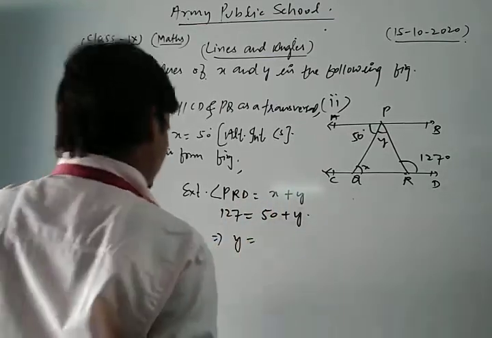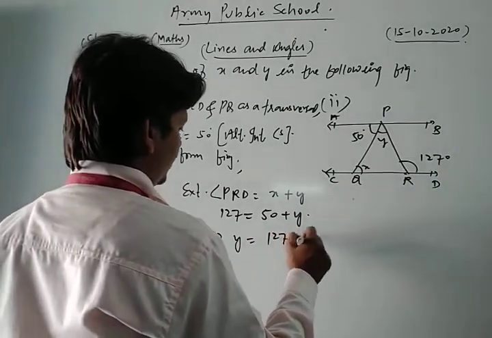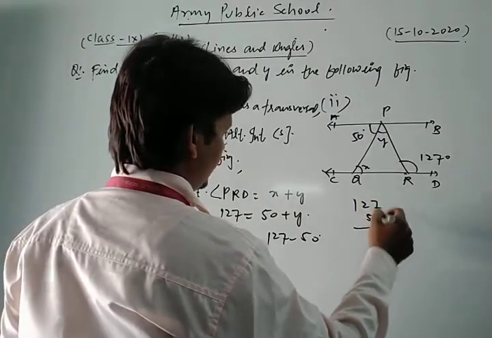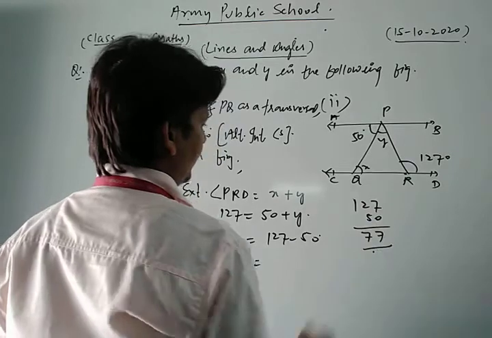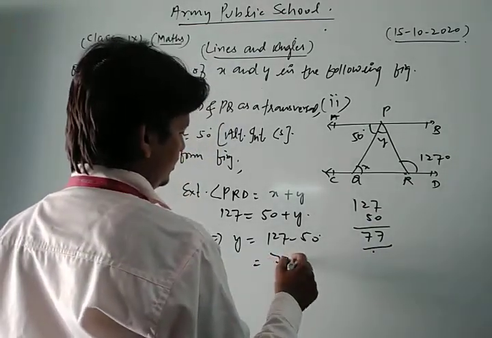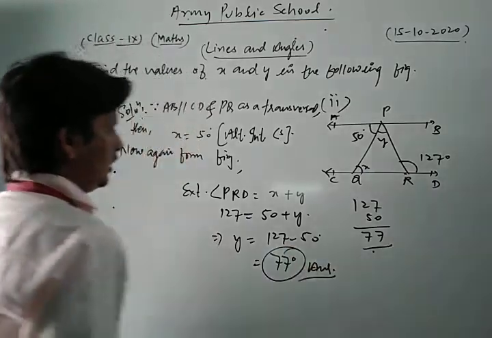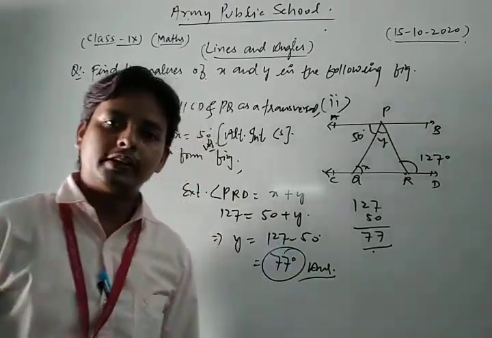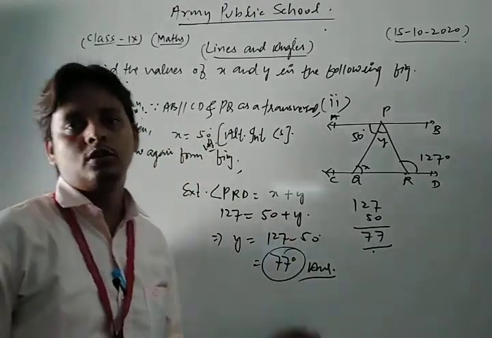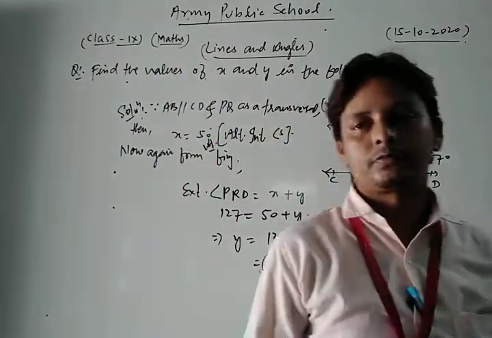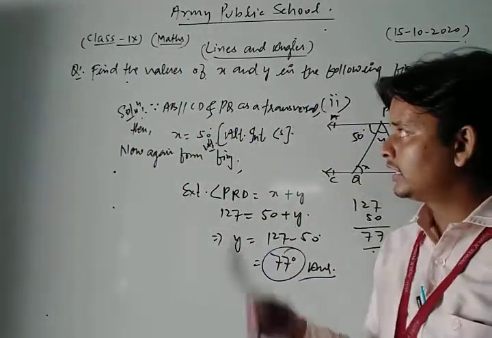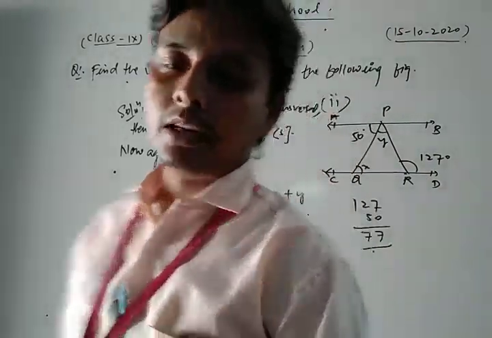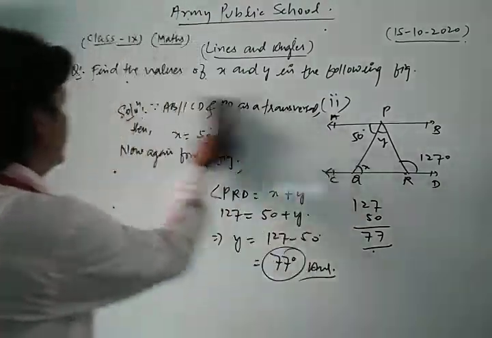So the value of y is 127 minus 50. Now subtracting, we get 127 minus 50 equals 77. So in this way, dear friends, the value of x is 50 degrees and the value of y is 77 degrees. So dear students, in this way you can solve each and every question of your NCERT exercise based on lines and angles and angles made by the transversal. Now we take and solve some other important questions based on that topic. Let's see.